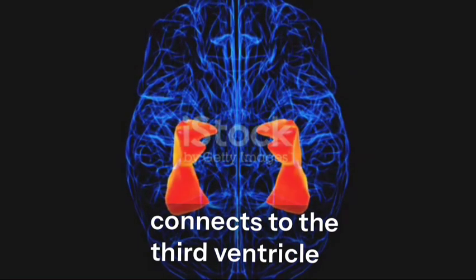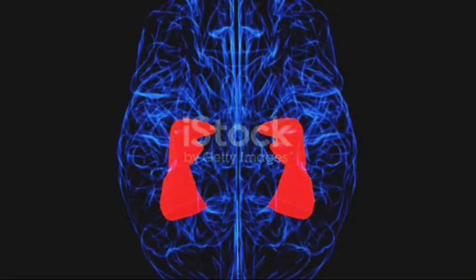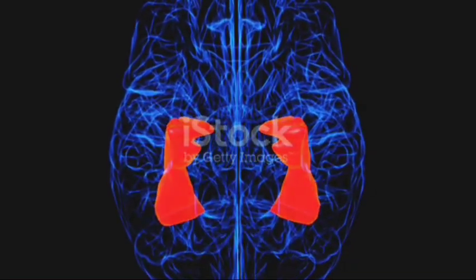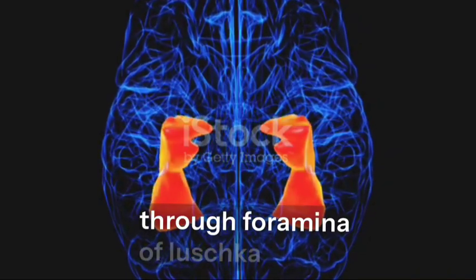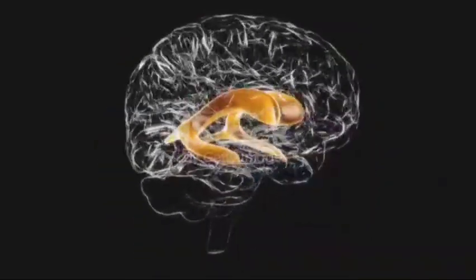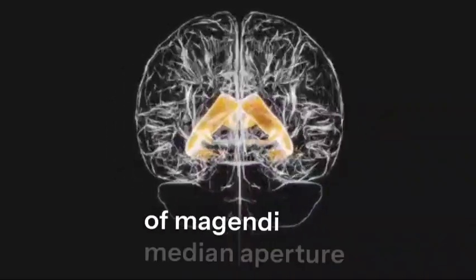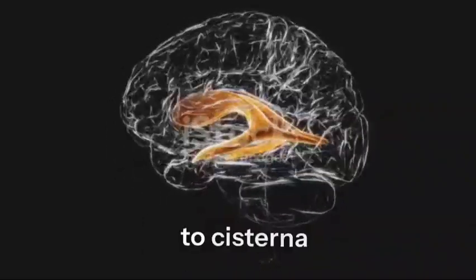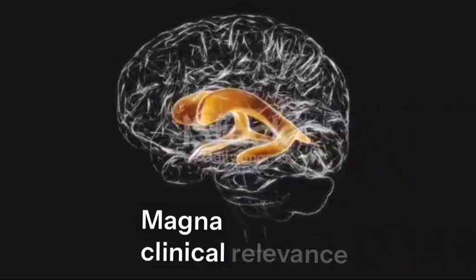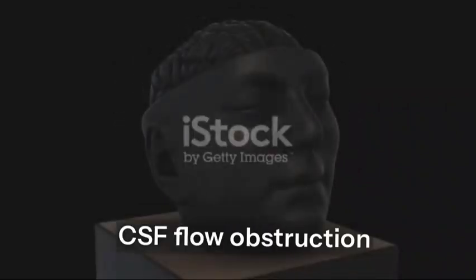Communications. Anteriorly, with the cerebral aqueduct of Sylvius, which connects to the third ventricle. Posteriorly and inferiorly, with the central canal of the spinal cord. Laterally, through the foramina of Luschka, the lateral apertures, to the subarachnoid space. Midline, through the foramen of Magendie, the median aperture, to the cisterna magna.